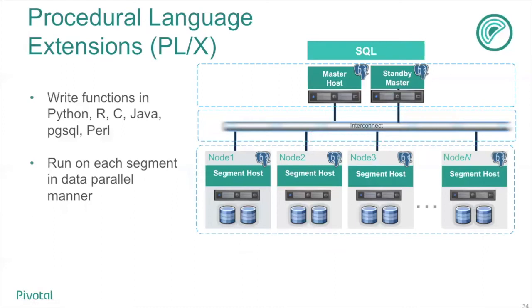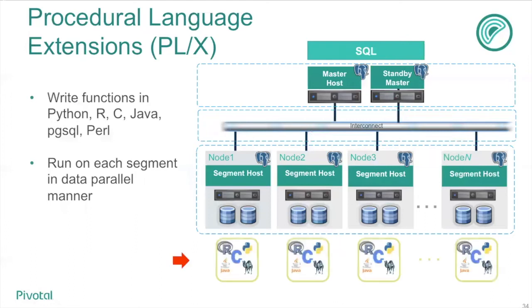Let's stay with the theme of multiple language support. Postgres has a procedural language extension that allows you to write functions in Python, R, C, SQL, Java, or Perl, and to call these from SQL. So these functions are invoked during query execution, and they run on each segment in the database in a data parallel manner. That is to say, independently on the data that is distributed to that segment.